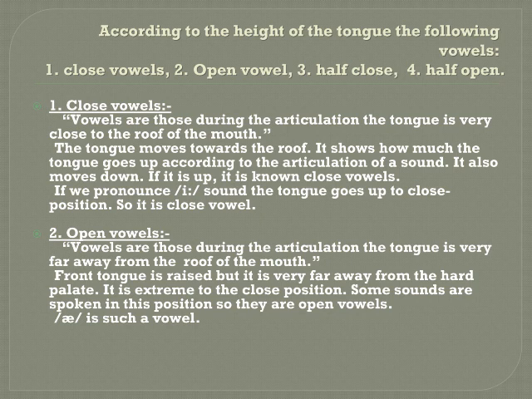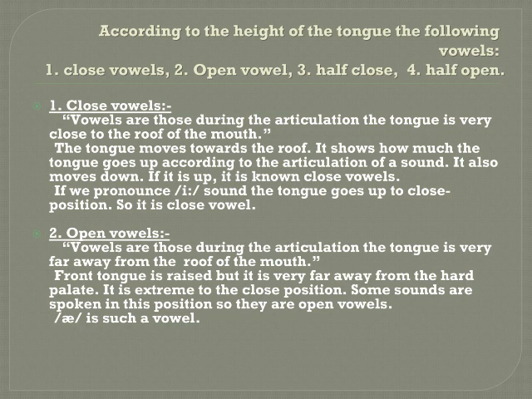In the case of open vowels, dear students, open vowels are those during the articulation of which the tongue is very far away from the roof of the mouth. The front of the tongue is raised, but it is very far away from the hard palate. It is extreme to the closed position. Some sounds are spoken in that position. They are actually known as open vowels, just like A.